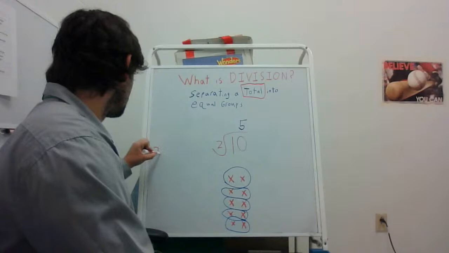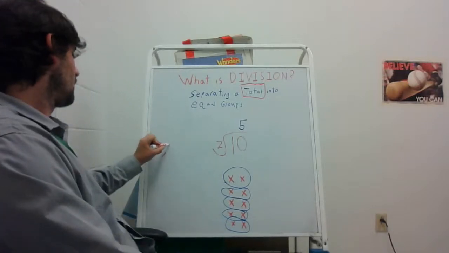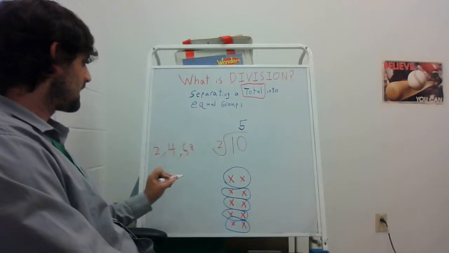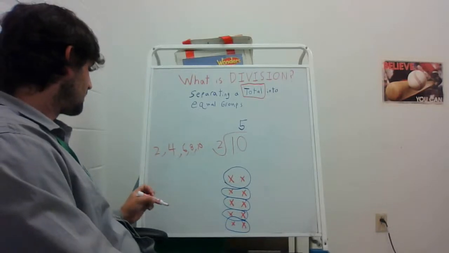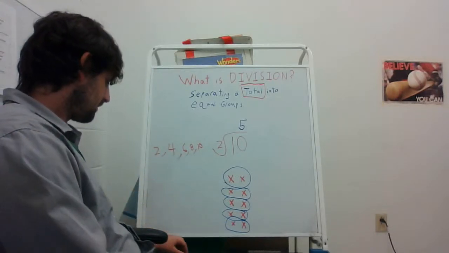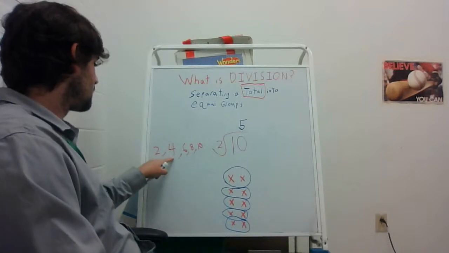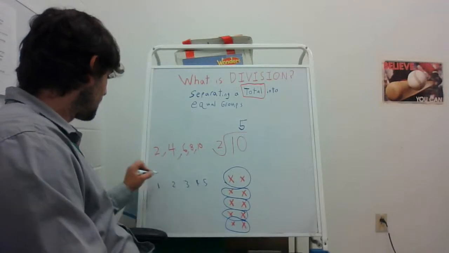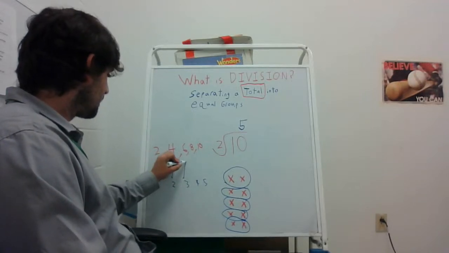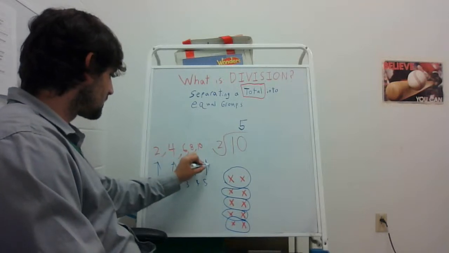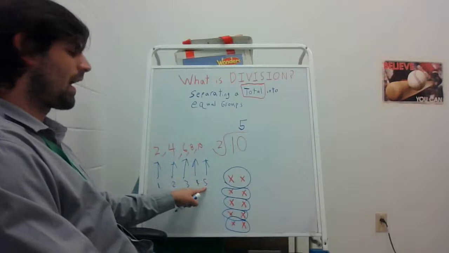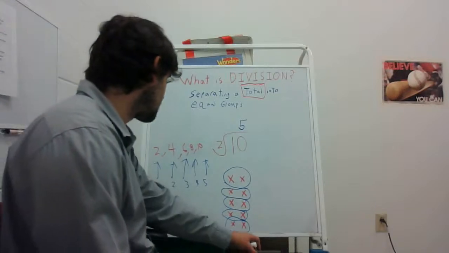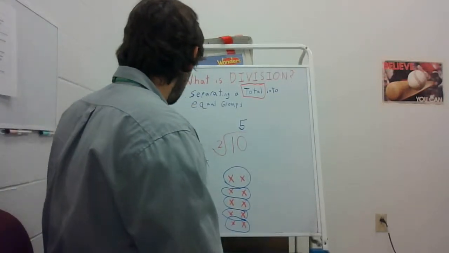Now, if we were going to skip count by 2s, 2, 4, 6, 8, 10. So if we're going to count how many times 2 goes into 10, I had to skip count by 2s 5 times. I had to skip count by 2s 1, 2, 3, 4, 5 times to get from 2 to 10. So the answer checks out.